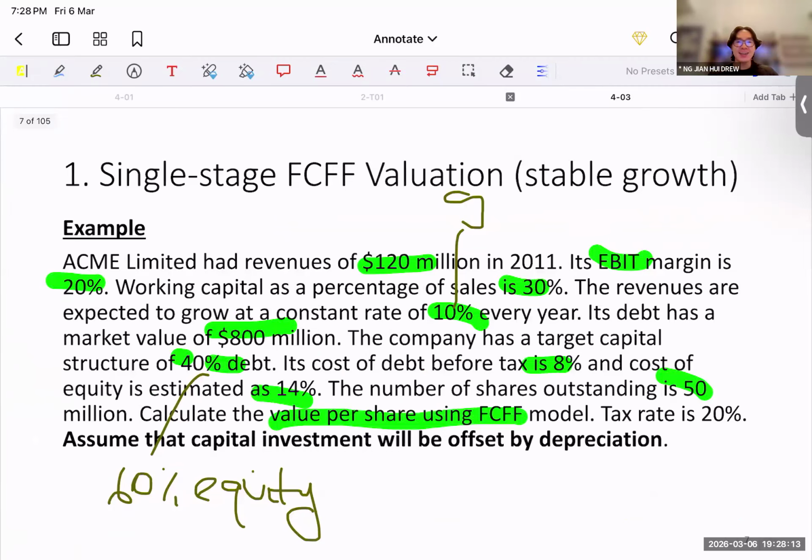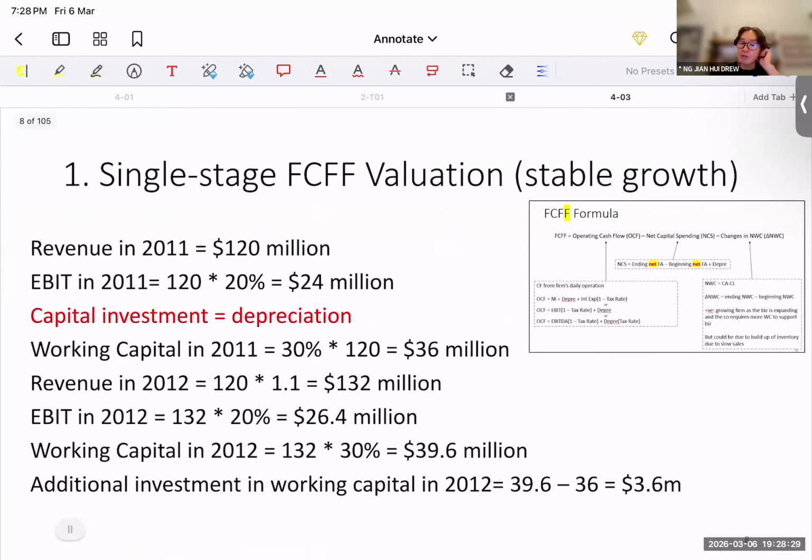And then what's interesting here is at the end, we have this comment that says you can assume that capital investment will offset depreciation. So we'll look at how this affects our calculation in the next slide, and then in the next couple of slides, we'll also explain how this works in real life.